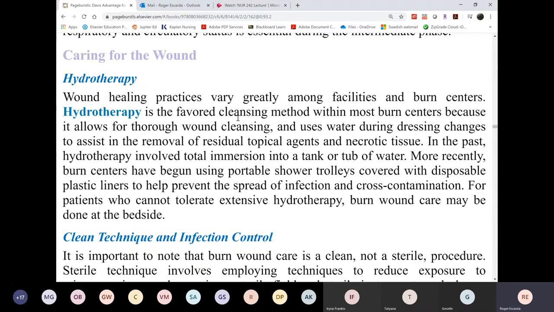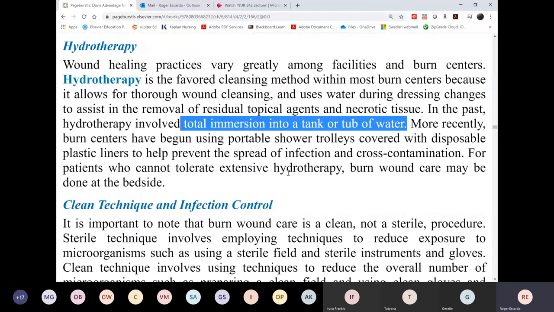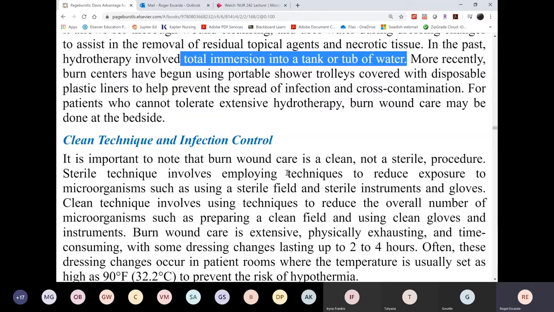So one option is hydrotherapy. Unlike before, wherein we immersed the whole body into a tank, total immersion is not done anymore because they've discovered that this contributes to cross-contamination of wounds. Maybe only one wound is infected, and then because you put them in a tub, now the infection is all over. So they still do hydrotherapy, but they now submerge one body part at a time. That way we don't have any cross-contamination.